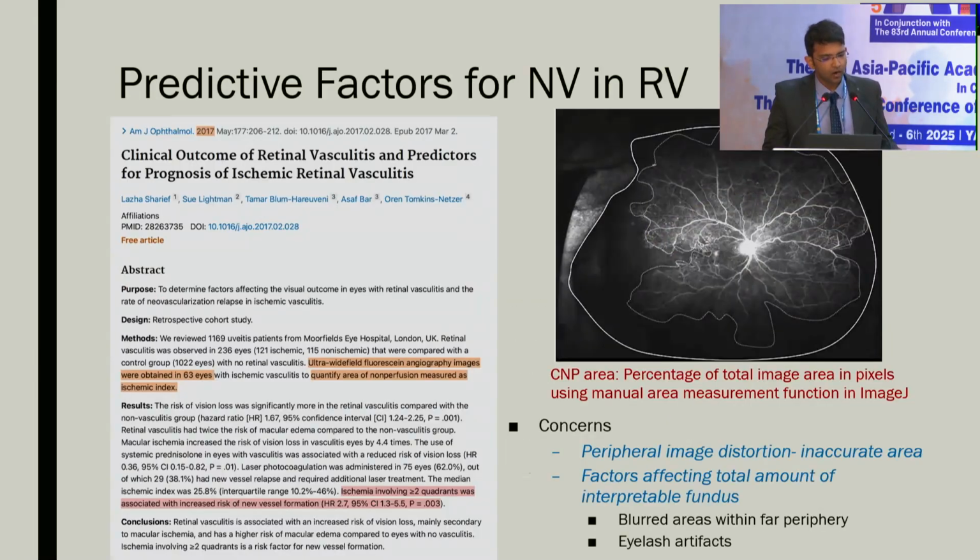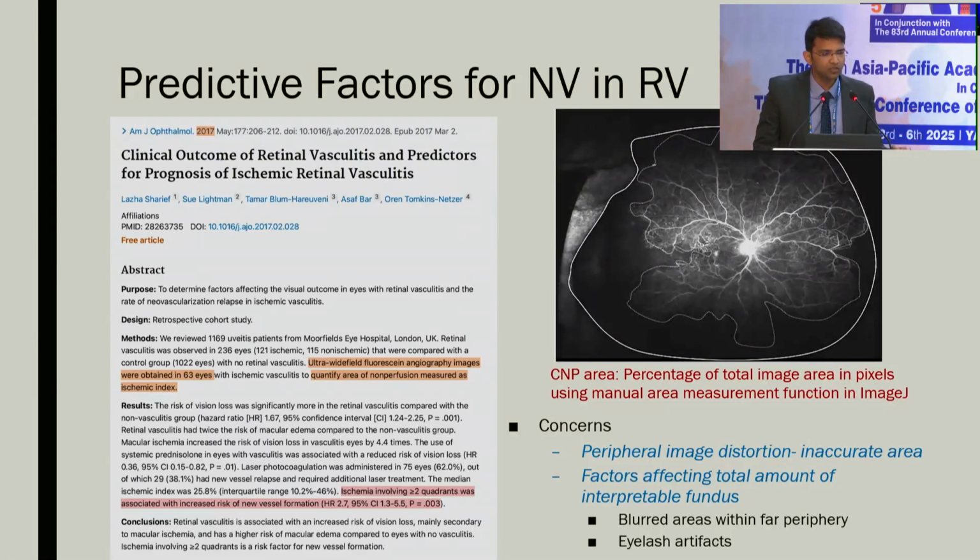measurement. Of the two studies, the first was published in 2017, where Sharif et al. measured the capillary non-perfusion area as a percentage of the total image area in pixels using the manual measurement function in ImageJ, and they found that ischemia covering two or more quadrants is a significant risk factor for neovascularization.